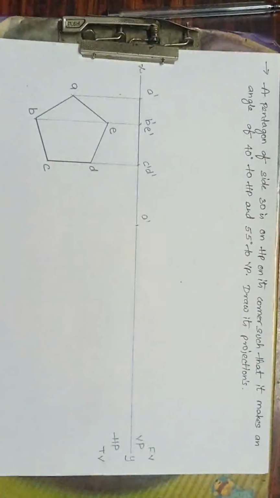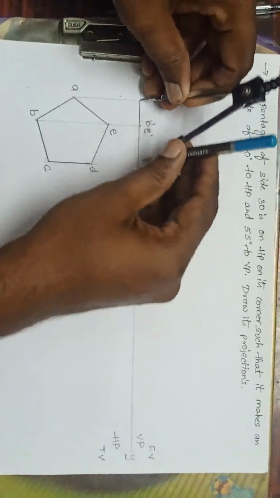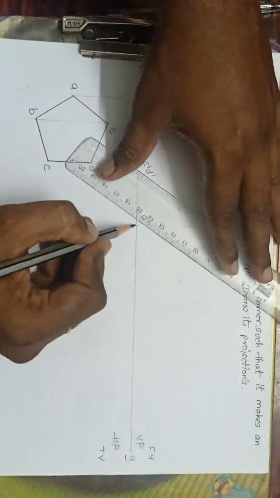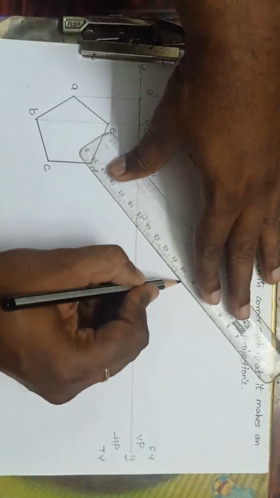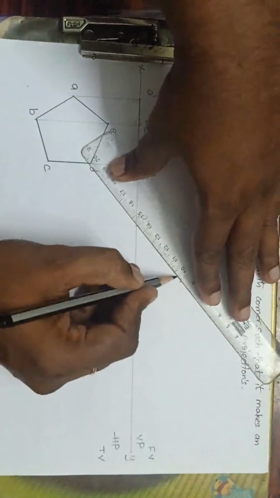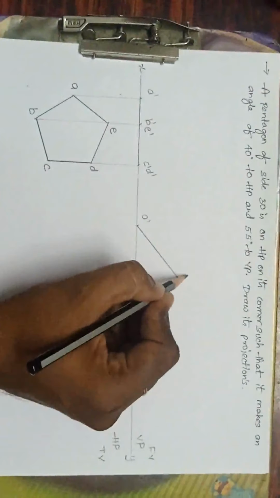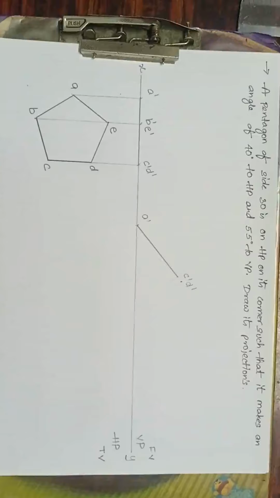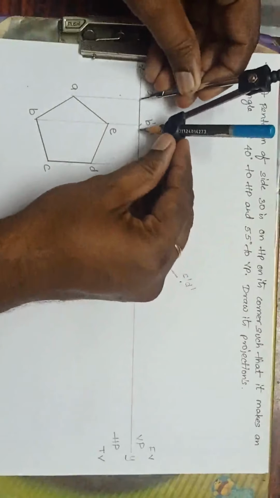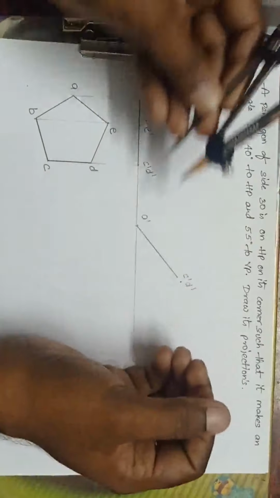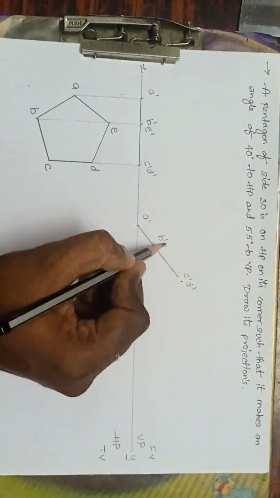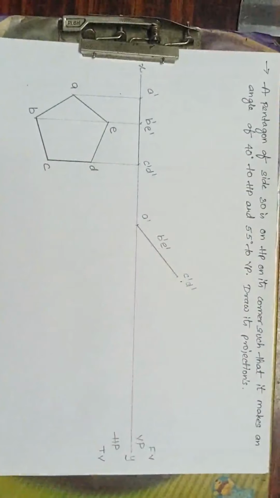Now what to do? Take a radius A dash to the last corner, which is C dash D dash. See here, C dash D dash. A dash as center, draw an arc. Now join this one up to the last. Now what is this? This is C dash D dash. Over. Next, take a radius A dash to B dash E dash. A dash as center, cut here. This is B dash E dash. Done.